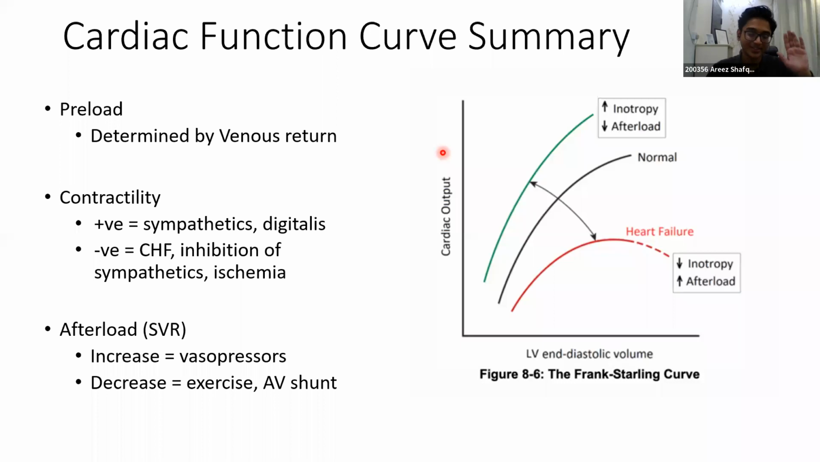Okay. Are there any questions on cardiac function? No? Clear? Anyone else? No?